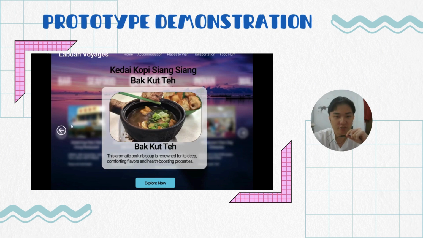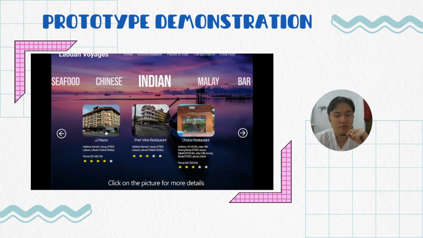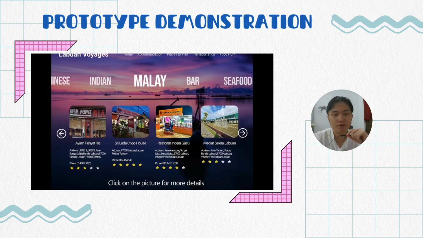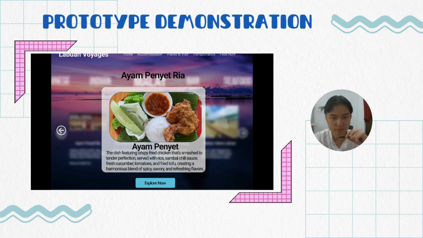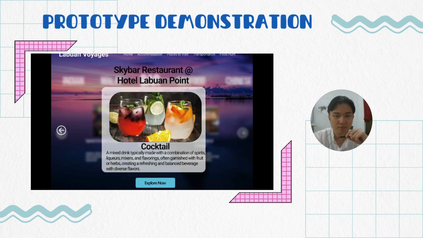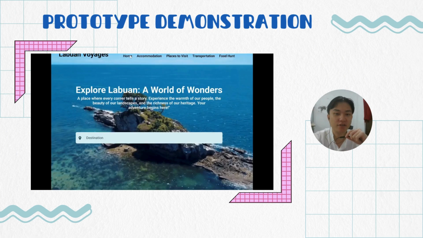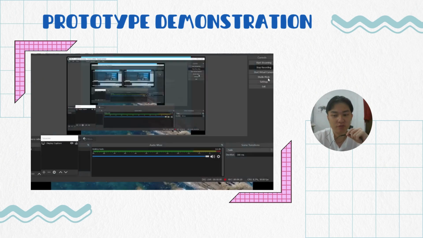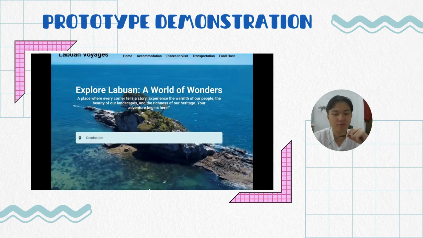The same goes for Chinese food, their signature dish, then the Indian food signature dish, shawarma, ayam penyet, and cocktail, which they serve at this particular restaurant. So basically that's all for our prototype presentation. So thank you.